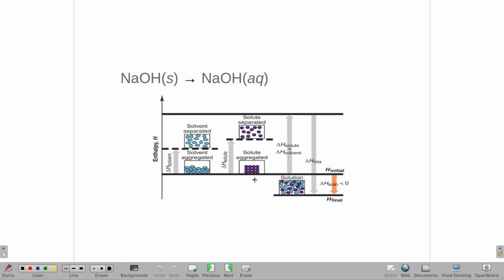Sodium hydroxide, for instance, when it actually dissolves in water, the solute and solvent do get separated. But when they mix, there's actually an overall addition of energy. Mixing actually is a lot more energetic. So this particular reaction has an exothermic delta H. It actually gives off a tremendous amount of heat.